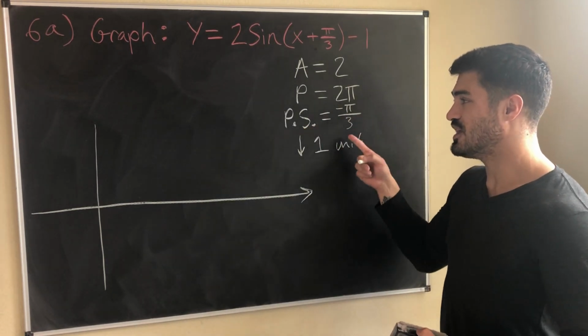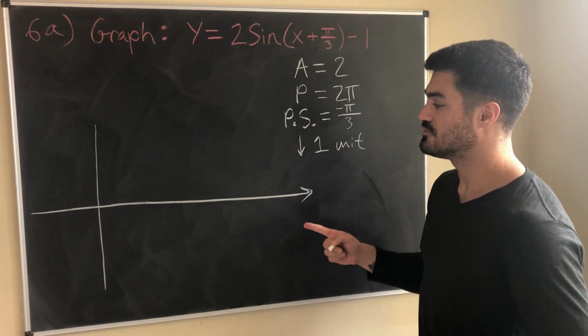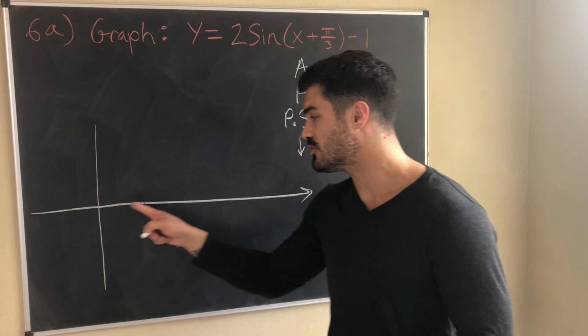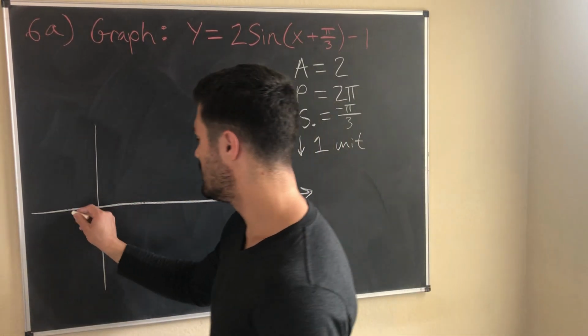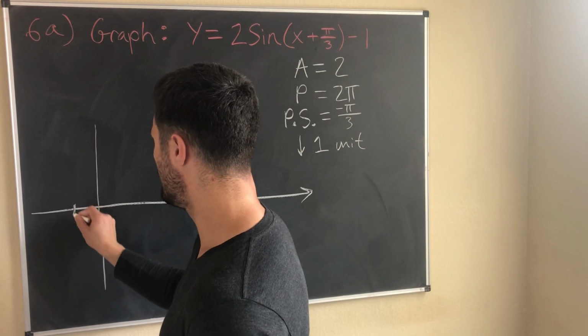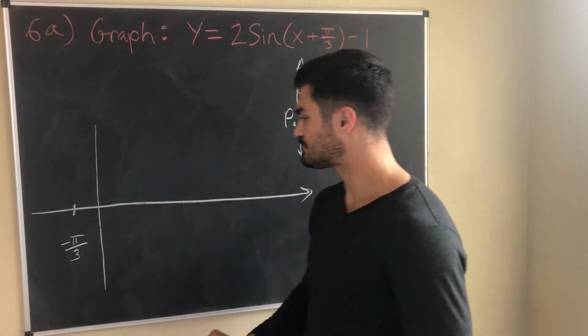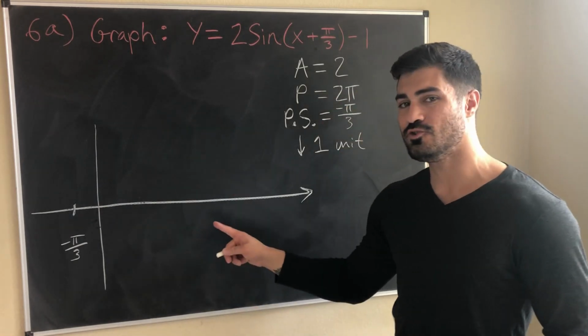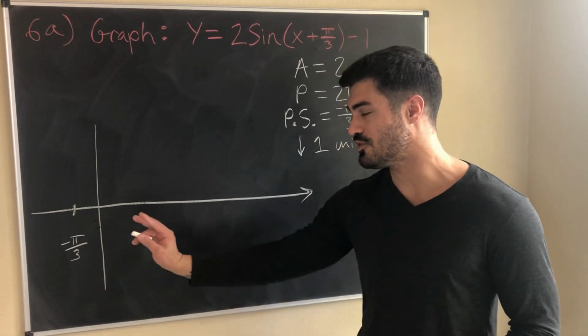Now we have these shifts and transformations, so it's going to be a little bit different. Mainly, we're worried about this phase shift right now. What this does is shift it left pi over 3. So instead of starting at 0 and going to 2 pi, we're going to start at negative pi over 3. So I'll graph my first point here and label this negative pi over 3. And now, are we ending at 2 pi? No, because we shifted pi over 3 to the left.